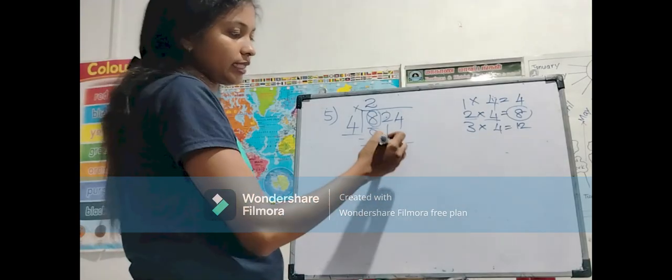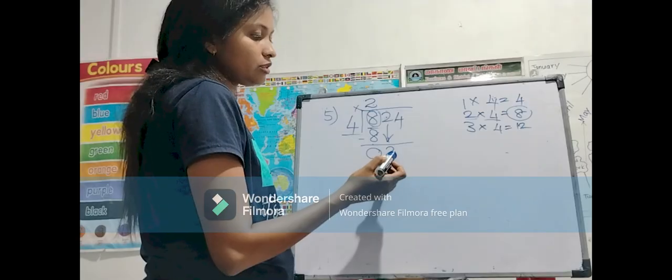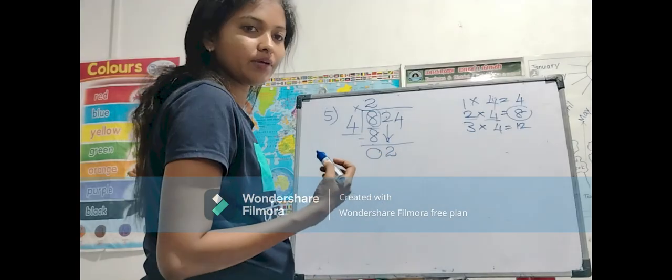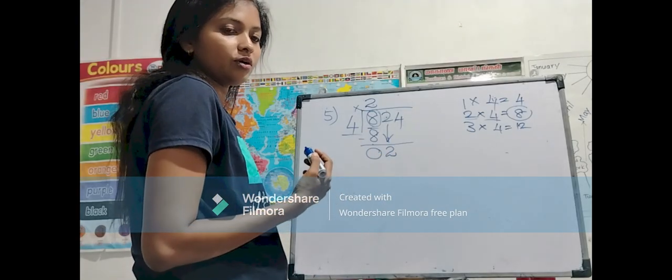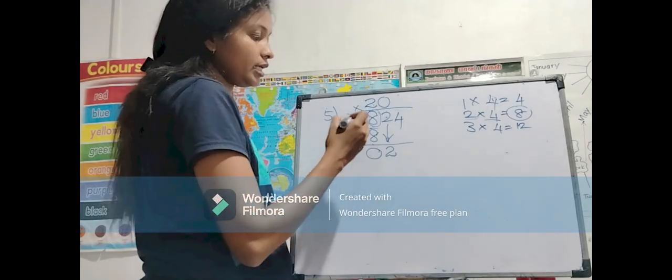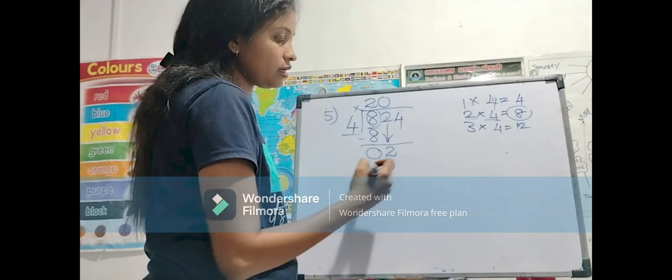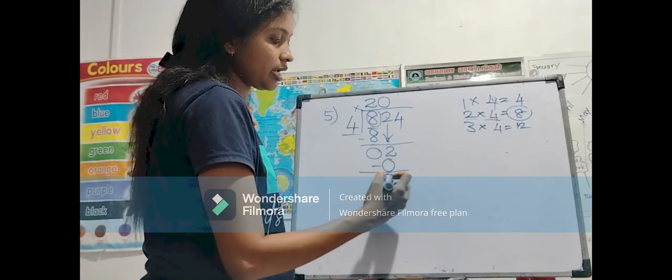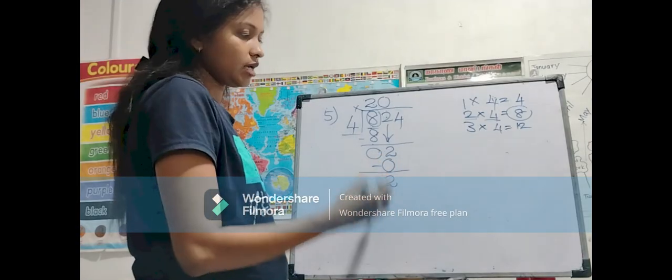2, right? You want to take this number 2. Then can you divide 2 by 4? No. Then you want to put that 0 in here. Then 4 times 0 is equal to 0. When you subtract, 2 again comes below.